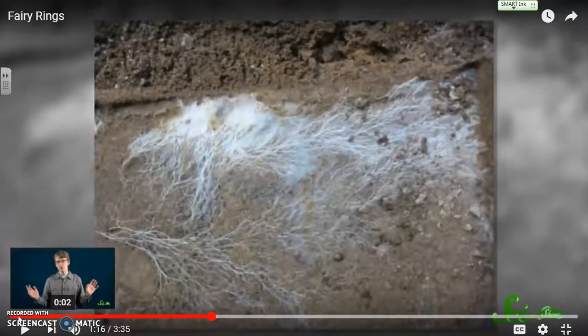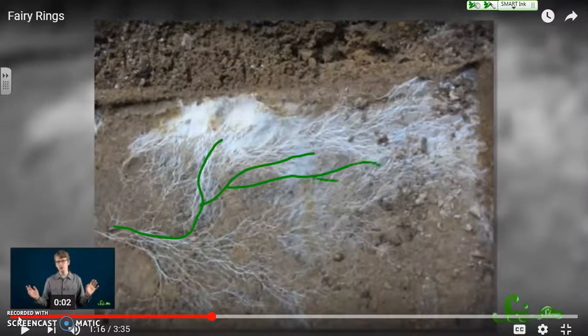So I sort of cut Hank off so that I can talk about this a little bit. These white fuzzy things that we see underground are a part of a fungus. And the part that we see here, these threads that wind their way through the ground, are called mycelia.